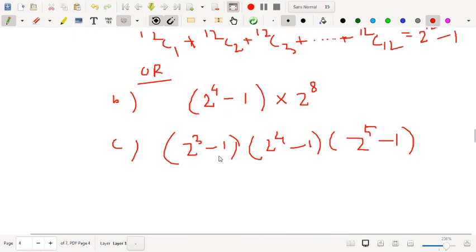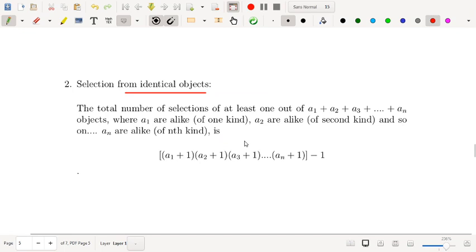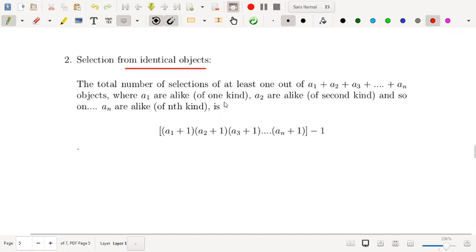distinct objects. Now I will be talking about identical objects. Very beautiful, very important. So the total number of selections of at least one out of A1, A2, A3, ..., AN objects, where A1 are alike of one kind, A2 are alike of second kind, and AN are alike of nth kind, the answer is (A1 plus 1)(A2 plus 1)...(AN plus 1) minus 1. So I will explain this.